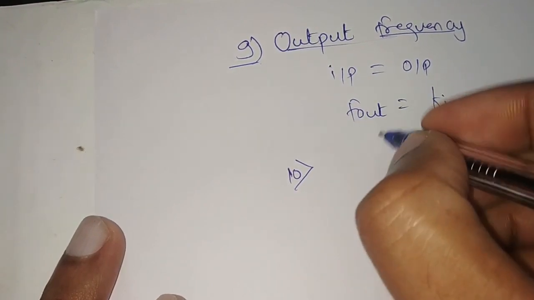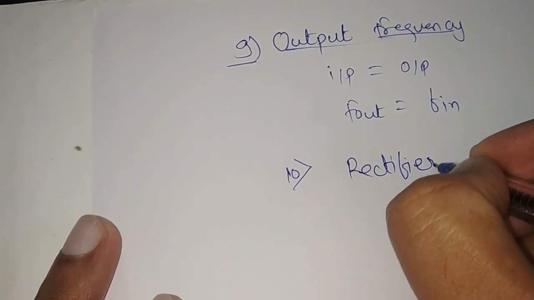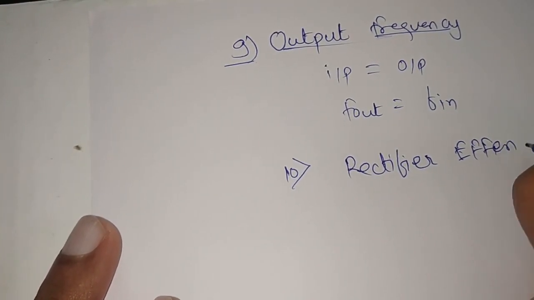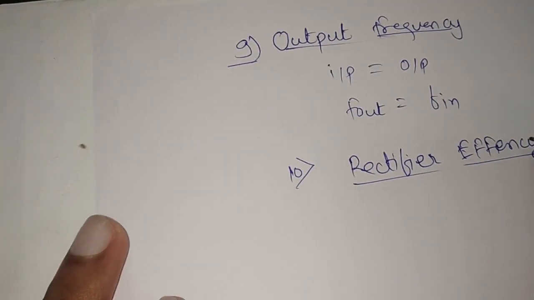Next parameter is rectifier efficiency. What is meaning of efficiency? Efficiency means how much efficiently that particular system is working. If it is working efficiently or not.